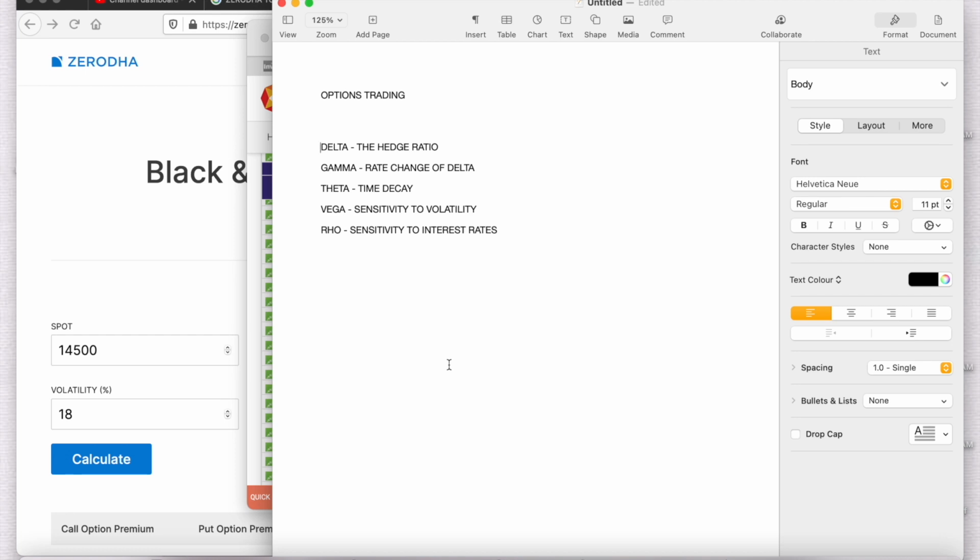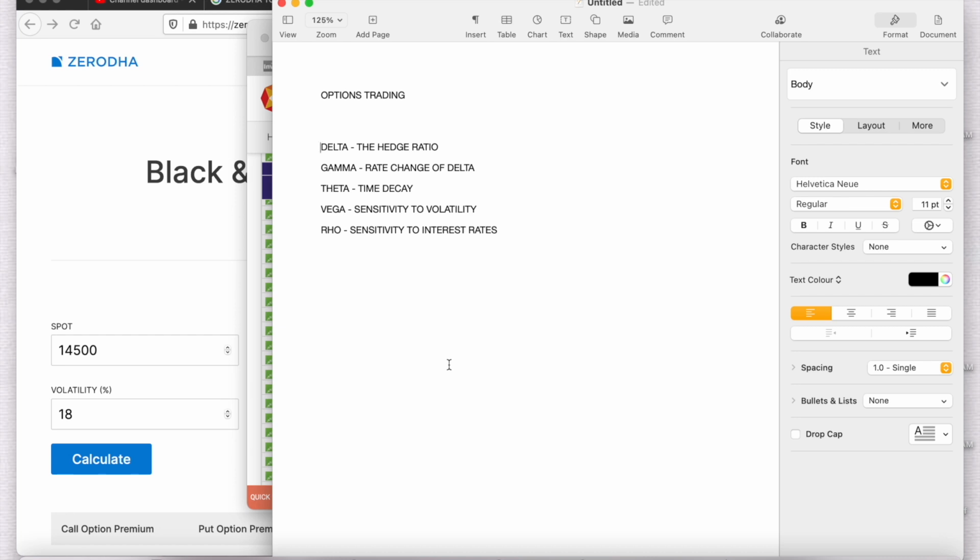So that intrinsic value is basically the difference between what you paid when buying that option and what you would have paid now if you bought the same option. This is the difference, and that is how you get the intrinsic value of that particular strike. I hope you understood it.